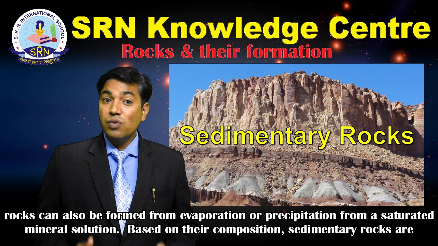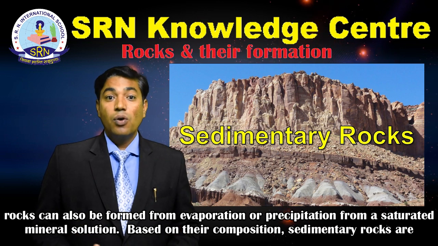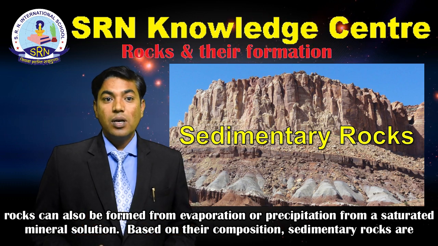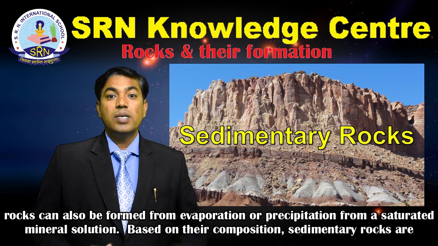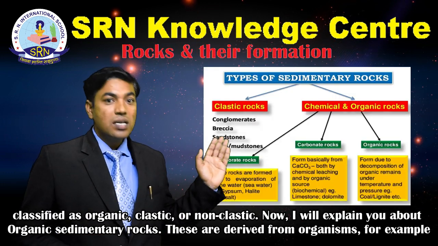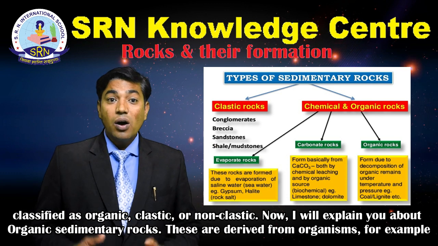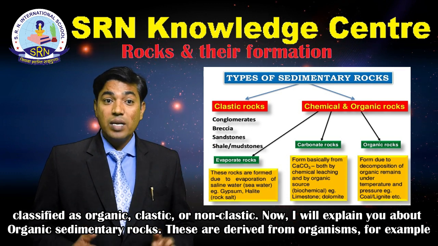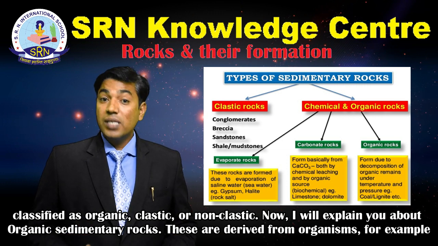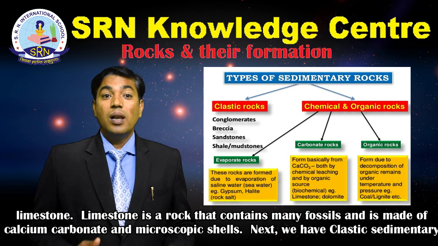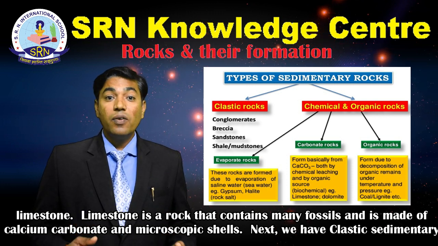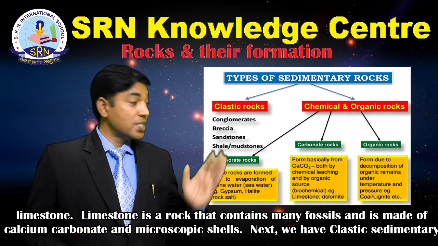Sedimentary rocks can also be formed from evaporation or precipitation from a saturated mineral solution. Based on their composition, sedimentary rocks are classified as organic, clastic or non-clastic. Now I will explain organic sedimentary rocks. These are derived from organisms. For example, limestone. Limestone is a rock that contains many fossils and is made of calcium carbonate microscopic shells.